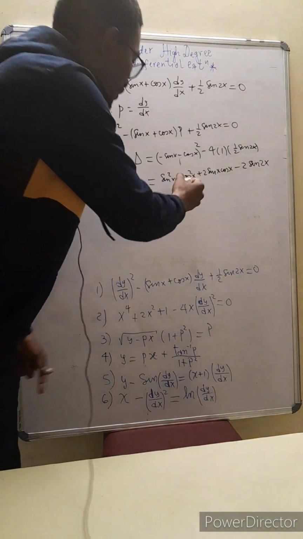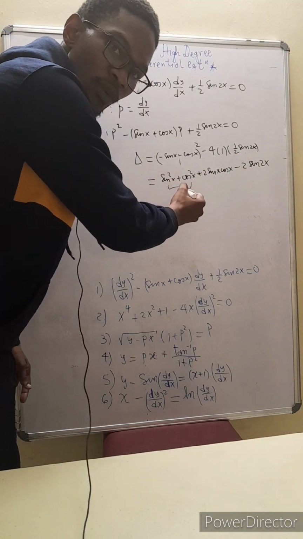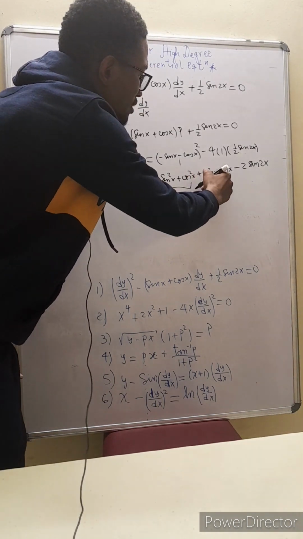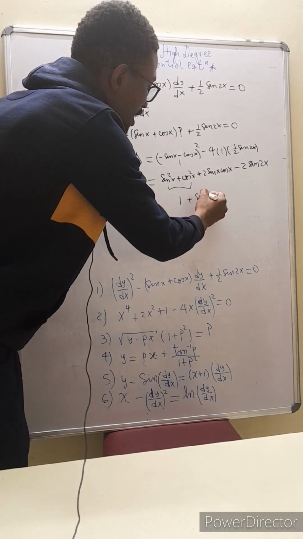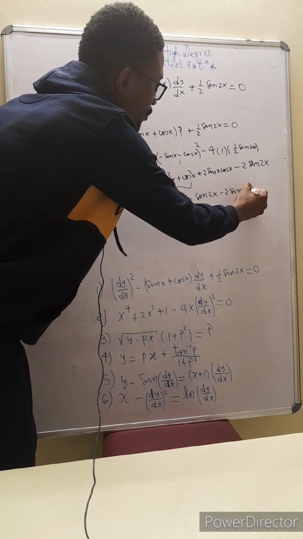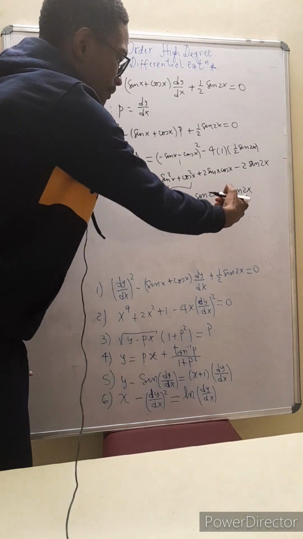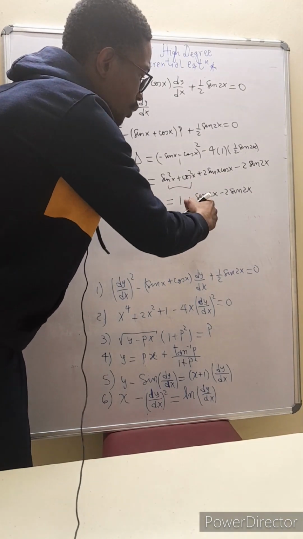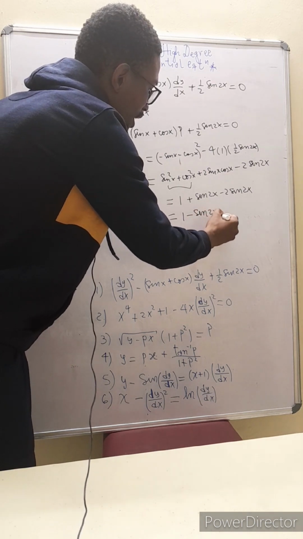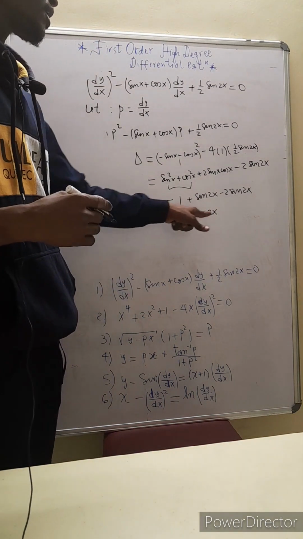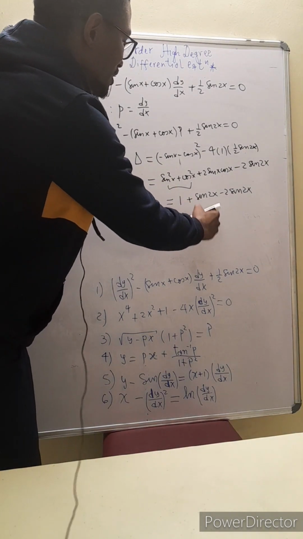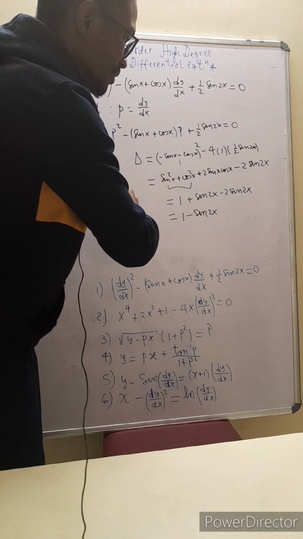You see what you're going to have? This expression here, we know it is 1 plus 2 sin x cos x. It is the same as sine of 2x. So minus 2 sine of 2x. You see? And this one will be 1 minus sine of 2x. So remember, 1 minus sine of 2x is the same as this one.